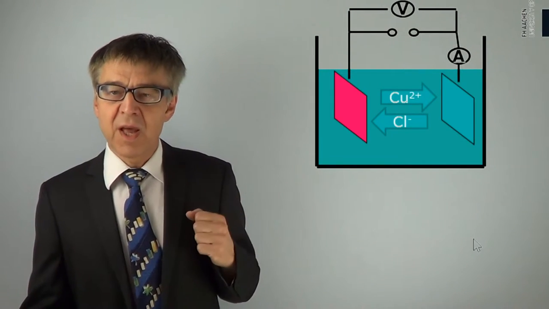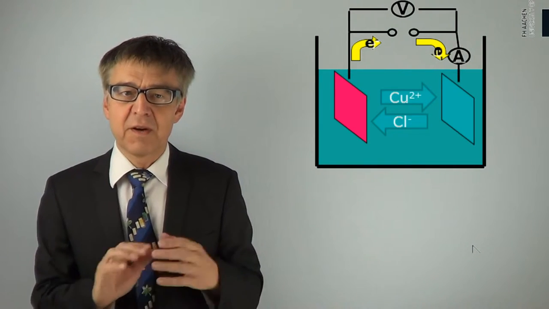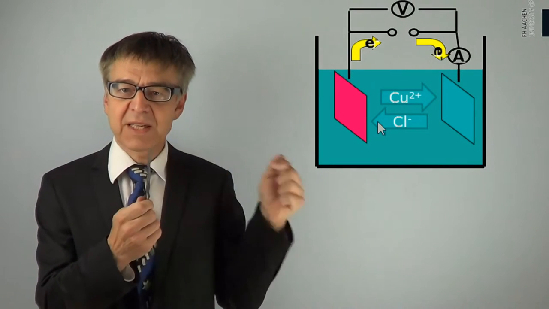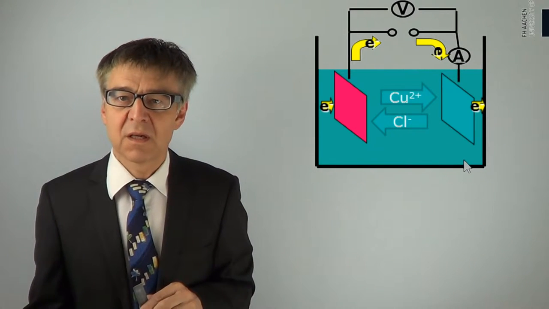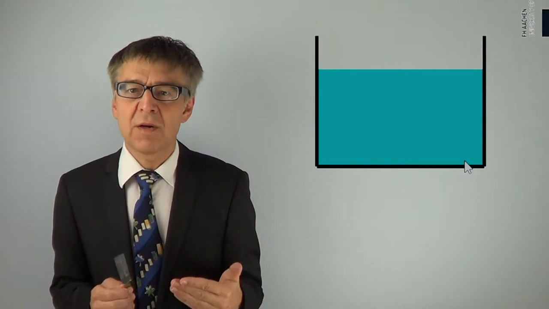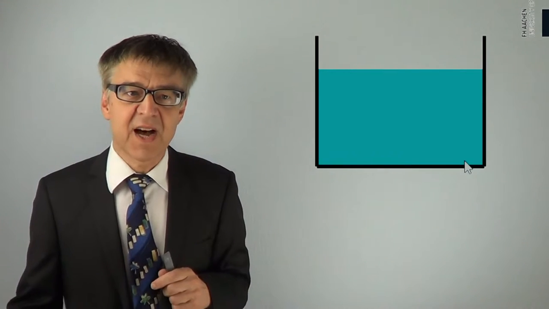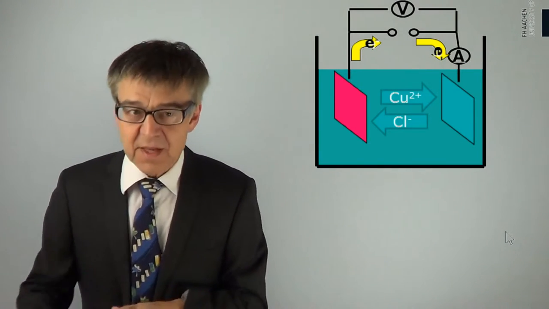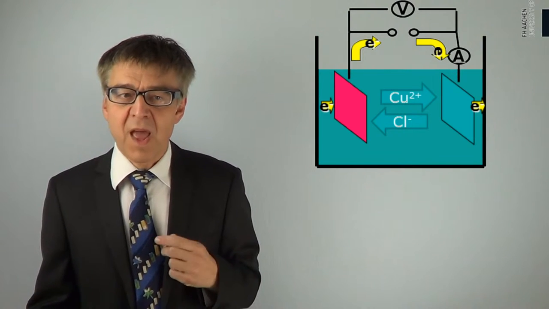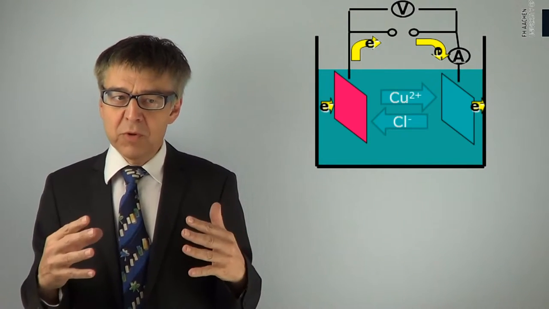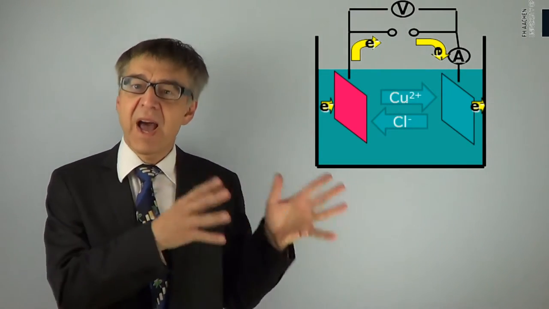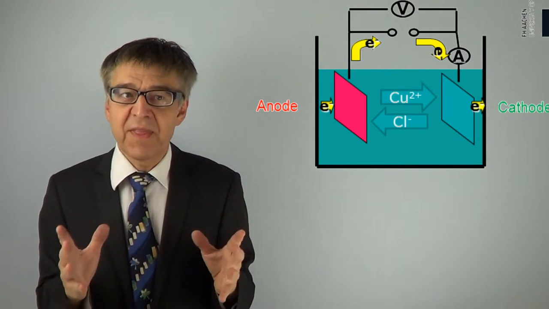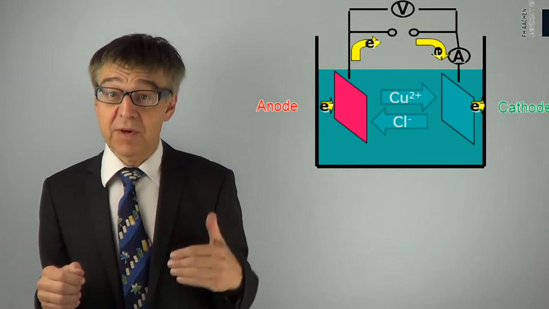In the external circuit, electrons flow, forced or voluntarily, from left to right. On the left-hand side, therefore, electrons must flow from the electrolyte into the metal. Such an electrode is called an anode. On the right-hand side electrode, electrons flow out of the metal into the electrolyte. This electrode is called the cathode. A cathode is characterized in that electrons move from the electronic conductor to the ionic conductor. An anode is characterized in that electrons move from an ionic conductor into an electronic conductor.